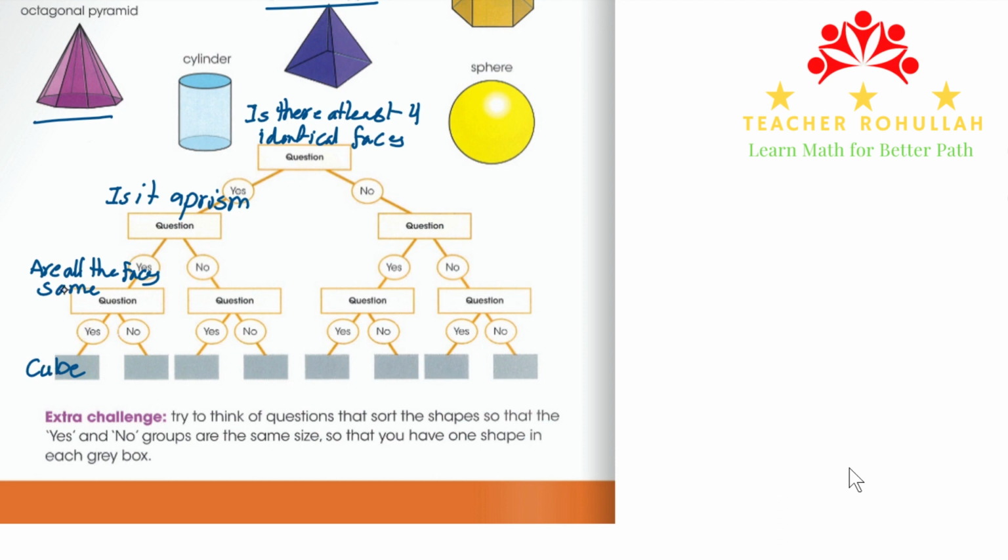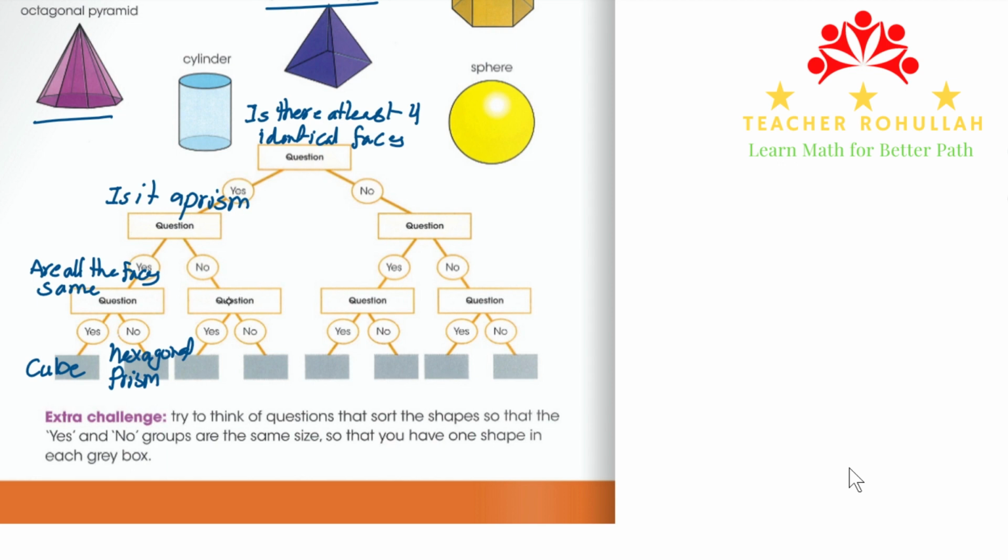But if all the faces are not the same, but there are at least 4 identical faces, or 4 same faces, and at the same time it is a prism, that one is the hexagonal prism. I will write here hexagonal prism. We are done with the two gray boxes. If the answer to is it a prism is no, what should be the next question?